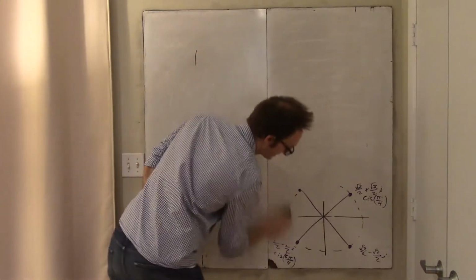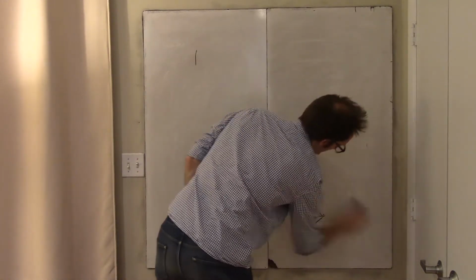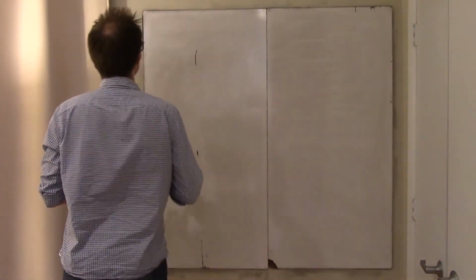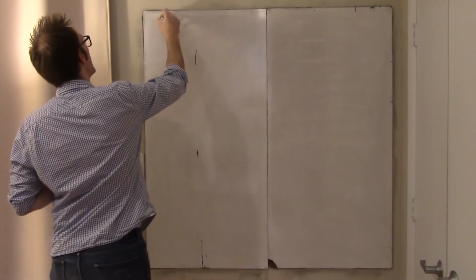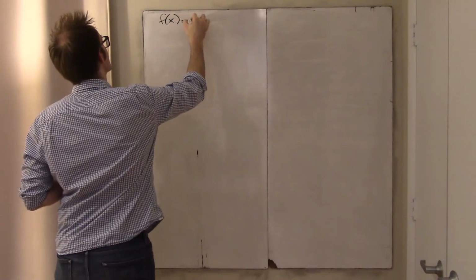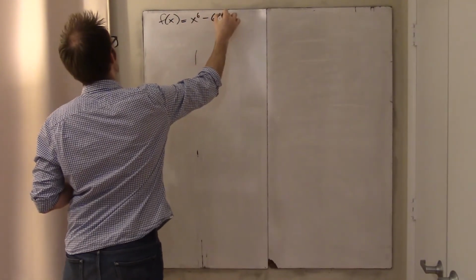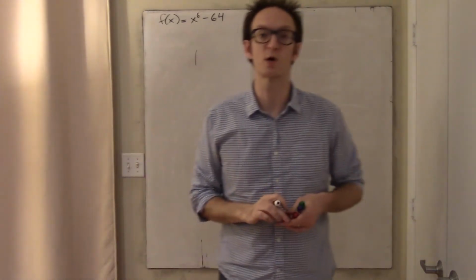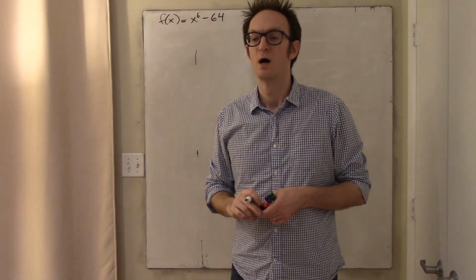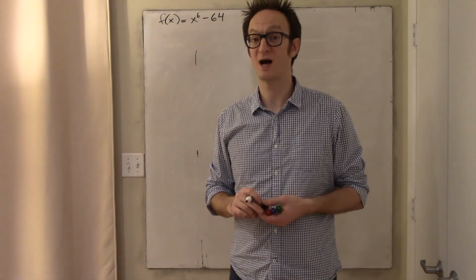So this is a little bit more complicated example, but maybe it's not. I don't know. Let's see. I'll do x to the 6th minus 64. Sure. Okay. Here we go. F of x equals x to the 6th minus 64. Well, this is a 6th degree polynomial. It should have 6 complex roots.